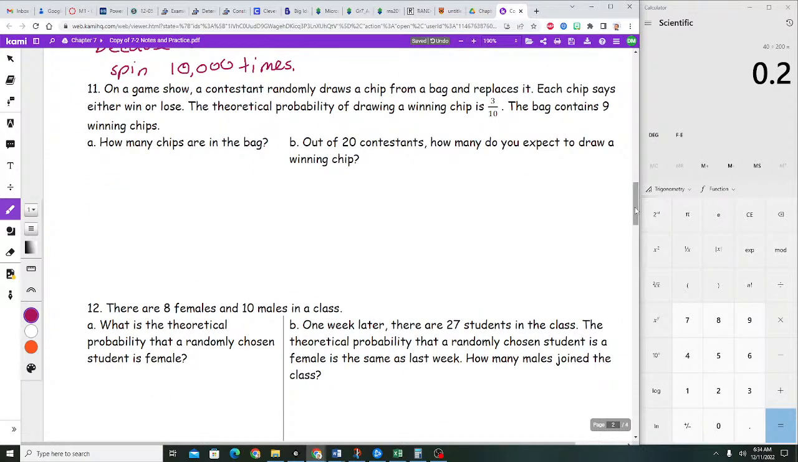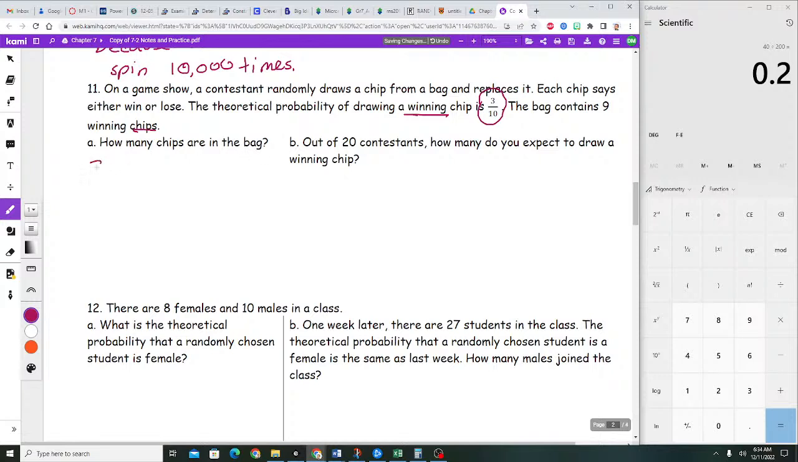In a game show, a contestant randomly draws a chip from a bag and replaces it. Each chip says either win or lose. The theoretical probability of drawing a winning chip is 3/10. The bag contains 9 winning chips. How many chips are in the bag?